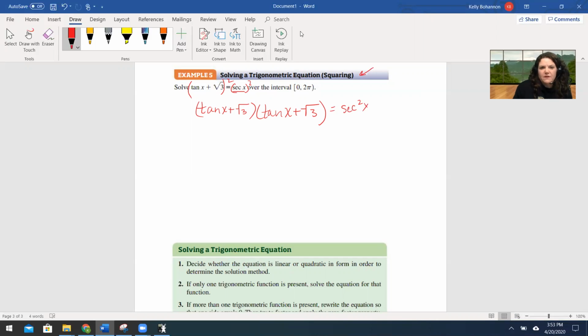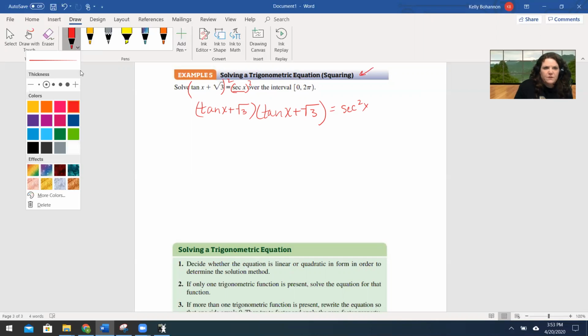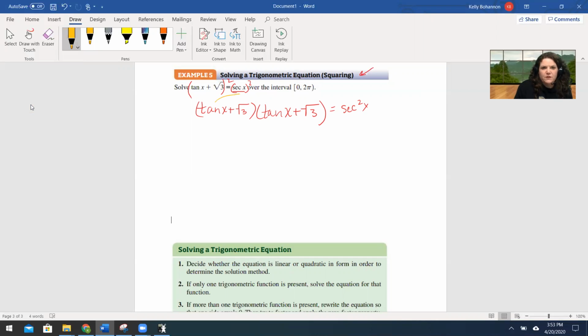So this I'm going to have to FOIL or distribute, what they call double distribution. So this times this times this, then that and that. So that's going to be tangent squared x plus square root 3 tan x plus square root 3 tan x. So I'm going to go ahead and add that to square root 3 tan x.